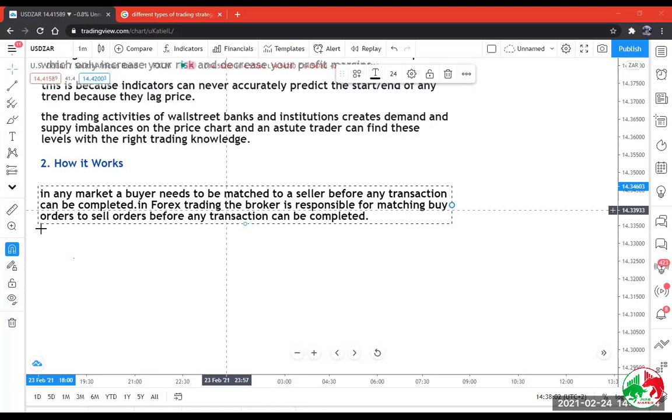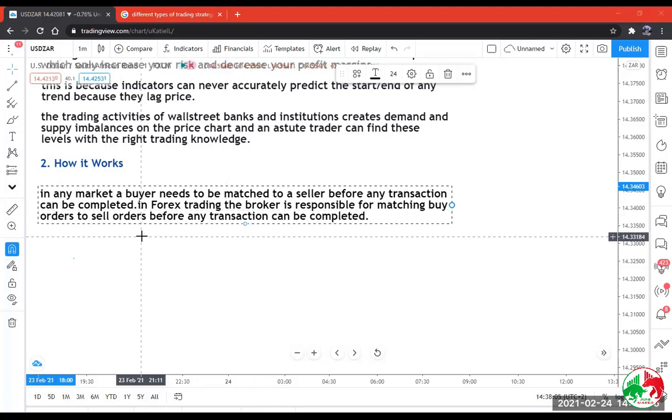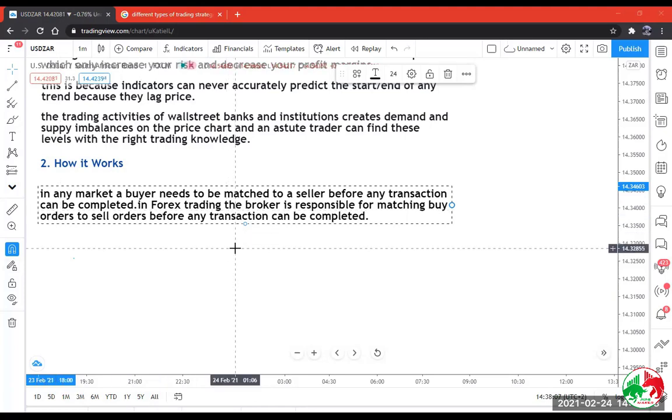To a seller before any transaction can be completed. So in Forex trading, the broker is responsible for matching buy orders to sell orders before any transaction can be completed.